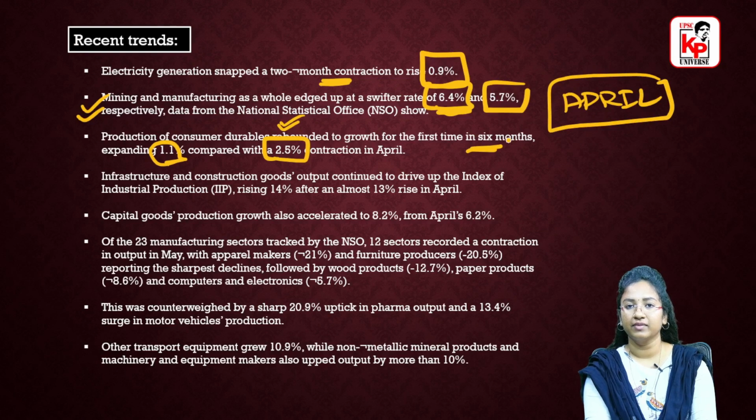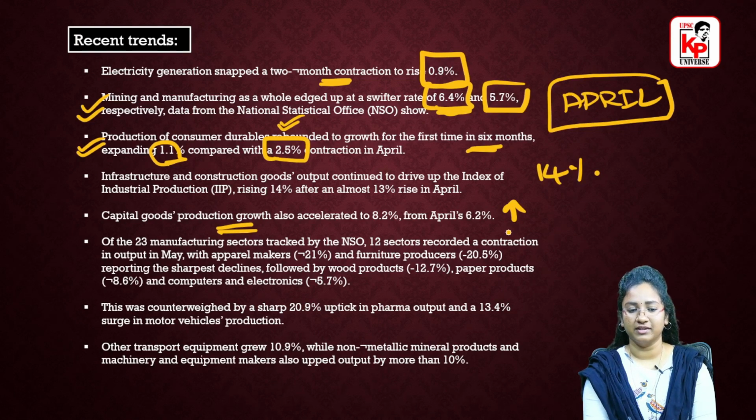If you look at the data from April, this is what has happened. It has expanded 1.1%. And infrastructure and construction goods output has continued to drive up the IIP, rising 14%. Right. And capital goods production growth has also increased from 6.2% in April to 8.2% in May.